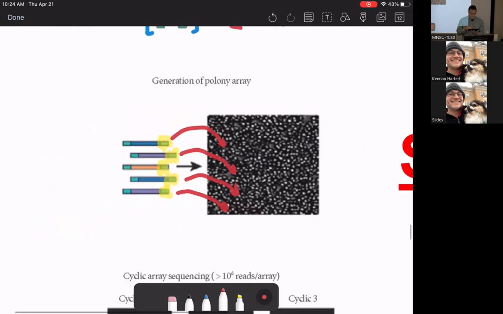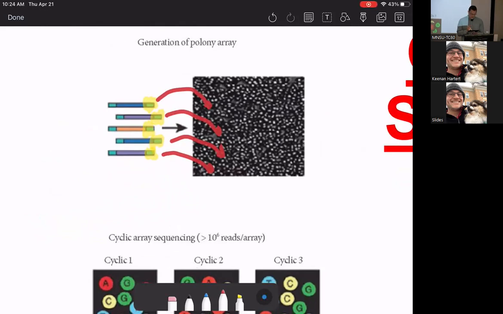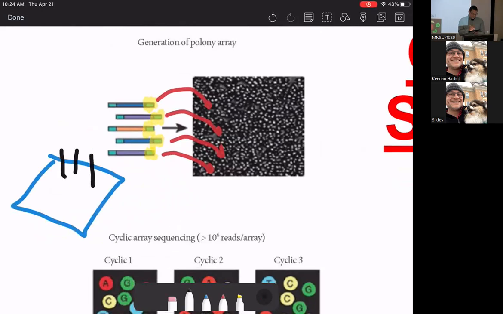So what you're looking at here, and I can't really draw it in 3D as nicely as I want to, is DNA sitting on this chip, kind of sticking up like this, each attached by one of those little adapters.